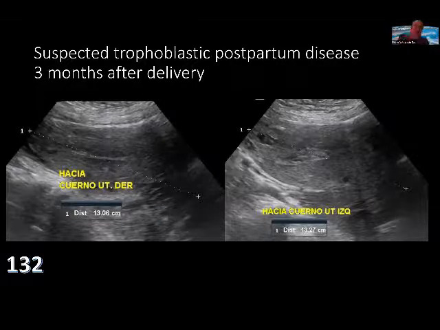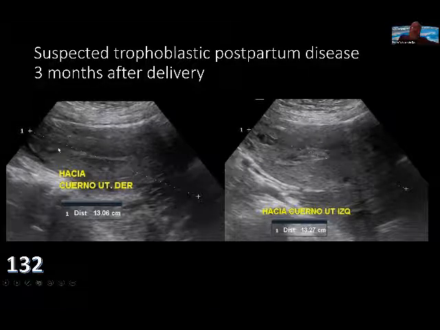So this is the left horn, empty, no strange things in. And this is the right horn. This is right, this is left. See this? This is not normal. The endometrium looks wider and something's here. What's happening?